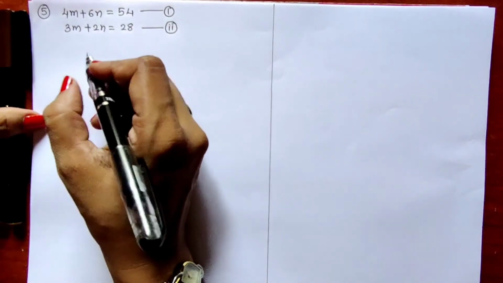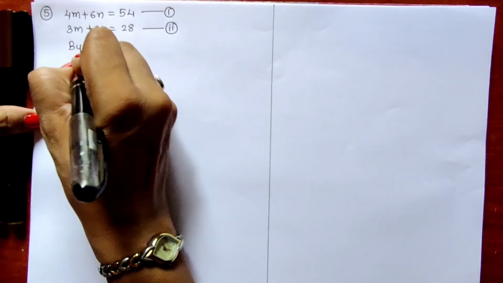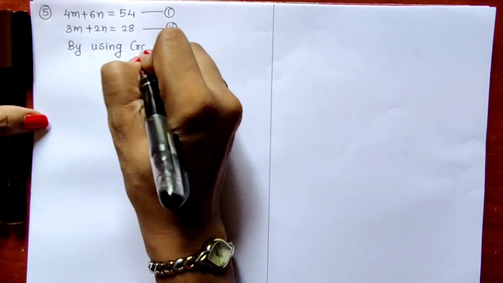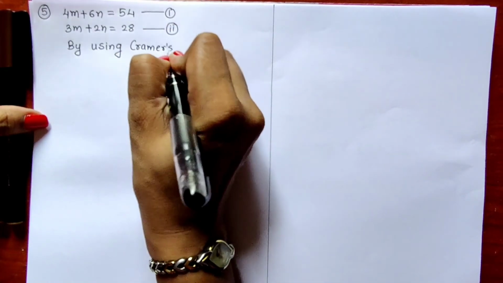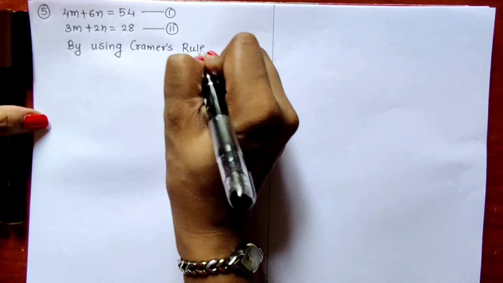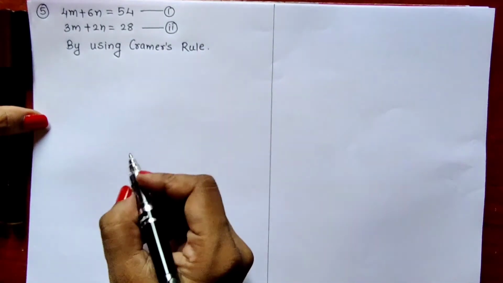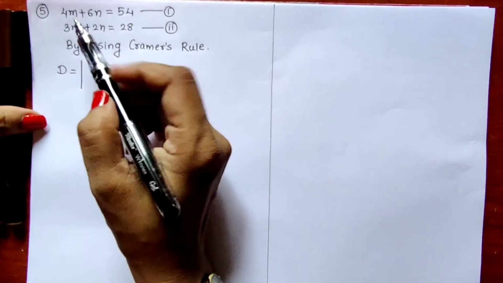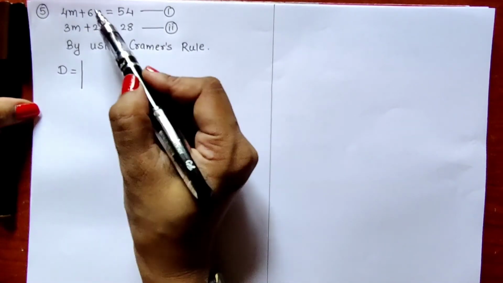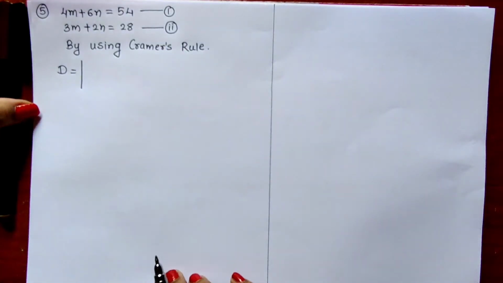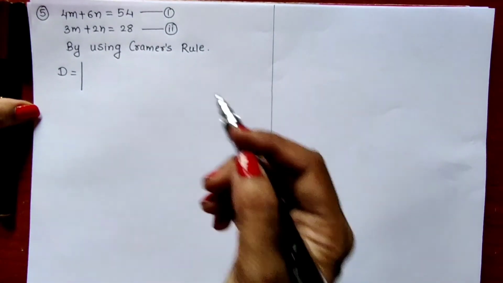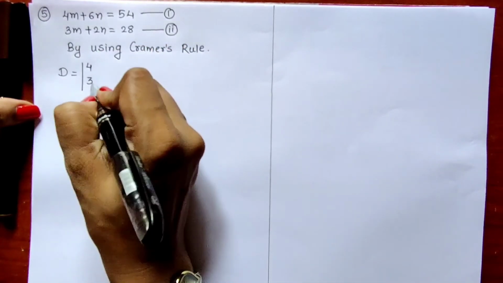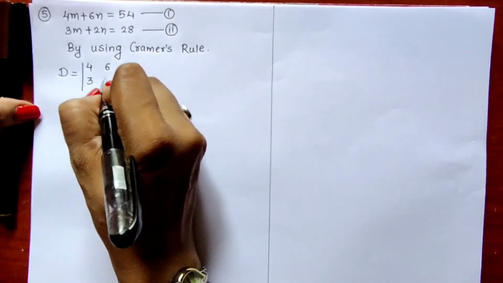So by using Cramer's rule, now let us write determinant d. In determinant d we write the coefficient of first terms and coefficient of second terms. Here we will be writing coefficient of m and coefficient of n terms. So m coefficients are 4, 3. First column we write 4, 3. Second column we write 6, 2.